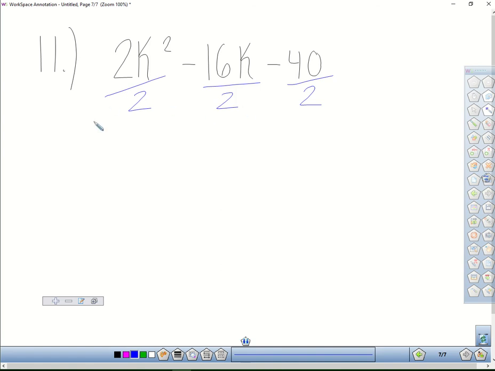Okay? So I divide everything by 2, and when I divide by 2, that's just going to bring my 2 on the outside. And this is going to become k squared minus 8k, did I say 18? I wrote it right. 8k, sorry. I don't know why I said 18. Minus 20. Then would we do that one thing?